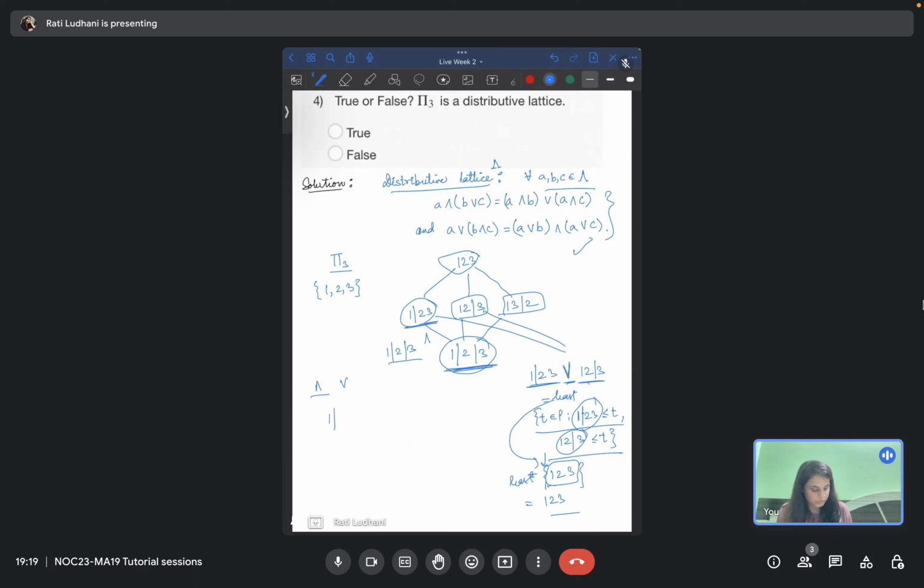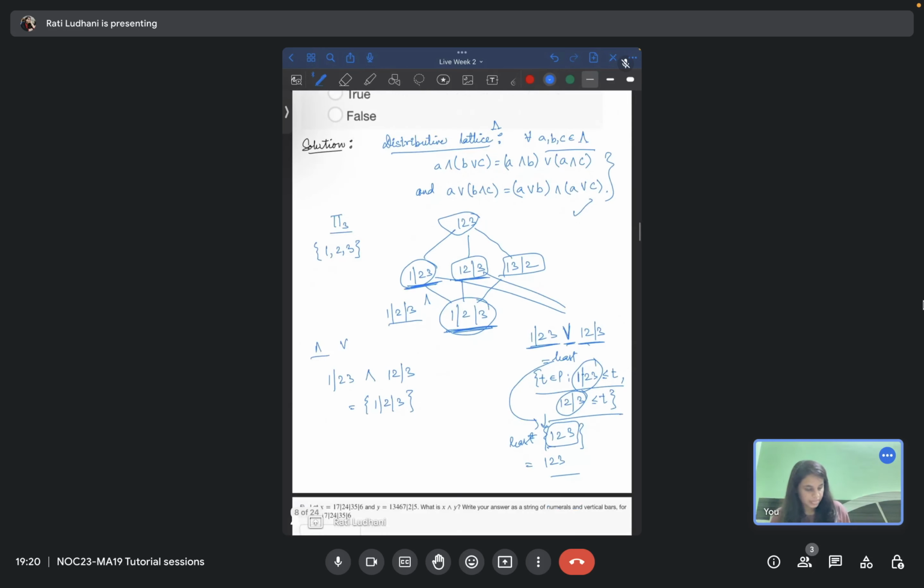And what about this meet? If you want to see the meet, an element which is lower than both. Which one? One bar two bar three. Exactly. So very good, this is the situation. Now can you search for which elements could create a problem? So let's see.